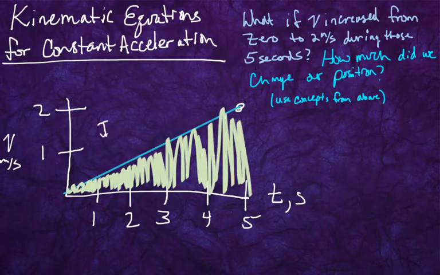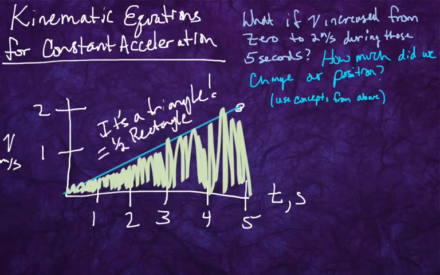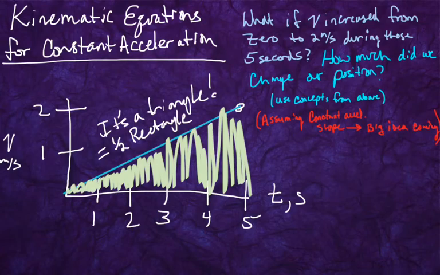But what we have here is a triangle, and a triangle is really half of a rectangle, isn't it? So we cut it in half. Now mind you, this is again assuming constant acceleration. Assuming constant acceleration, the slope of the line from our previous lectures is our acceleration, which is getting us to a big idea coming up, a really profound concept.